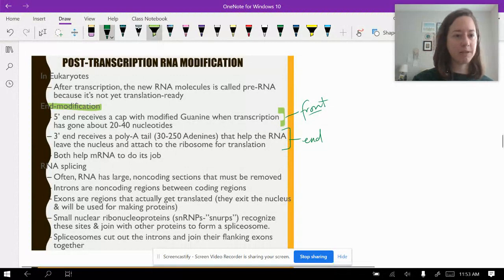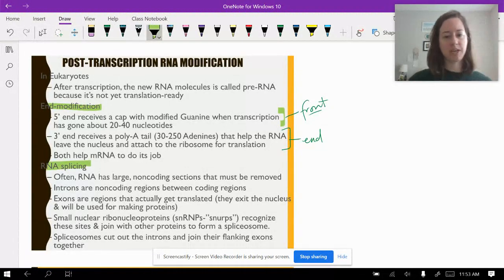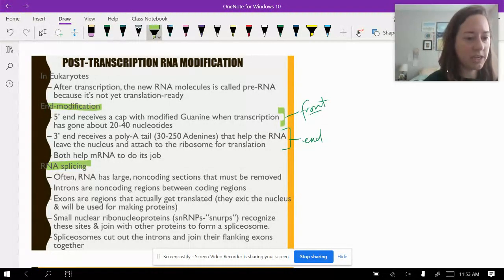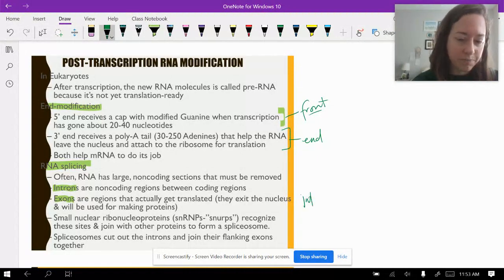The other thing that happens is splicing, and that is when you cut out the unnecessary regions of the RNA. There's two names for these different regions. They are called introns and exons. Introns are the ones that get cut out, which for some people feels a little bit backwards, but that's the way it is. So introns are removed.